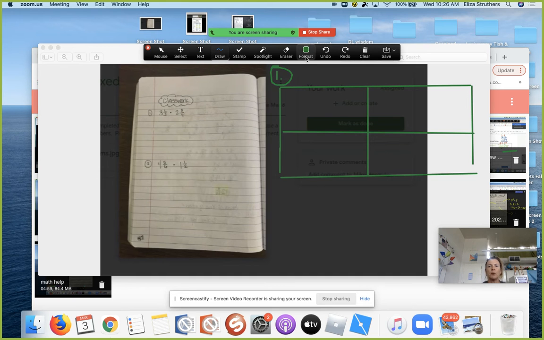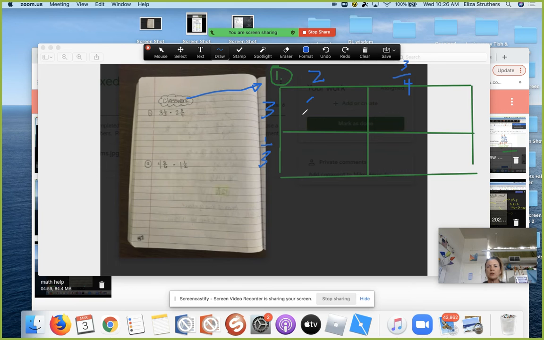And then set up your problem with the 3 over here. This is this problem. And the 2 right here. And the 1/3 right here. And the 3/4 right here. Okay? Now, what you're going to do is you're going to multiply these numbers together.